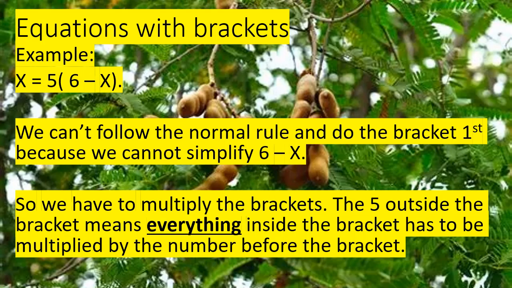Now we're going to look at equations with brackets. And the example we're going to work with is x equals 5(6 minus x). Now we can't follow the normal rule and do the bracket first because we cannot simplify 6 minus x. So we have to multiply the brackets. The 5 outside the bracket means everything inside the bracket has to be multiplied by the number before the bracket.